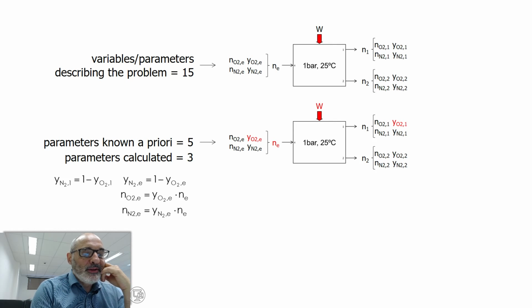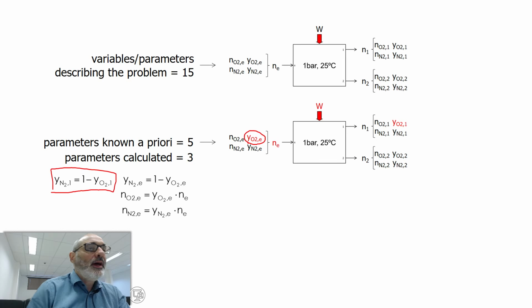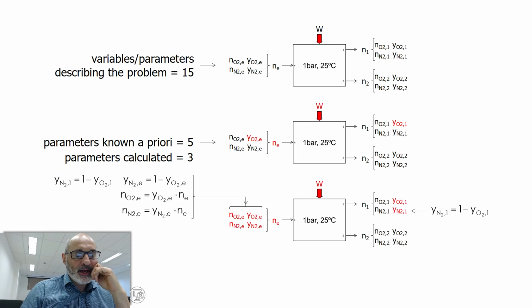also calculate some parameters, because if I know the concentration of oxygen in the air, I can calculate the concentration of nitrogen. Okay, at 1 and 2, and at the entrance. So I have this possibility of calculating several other parameters, and I end up with this problem.